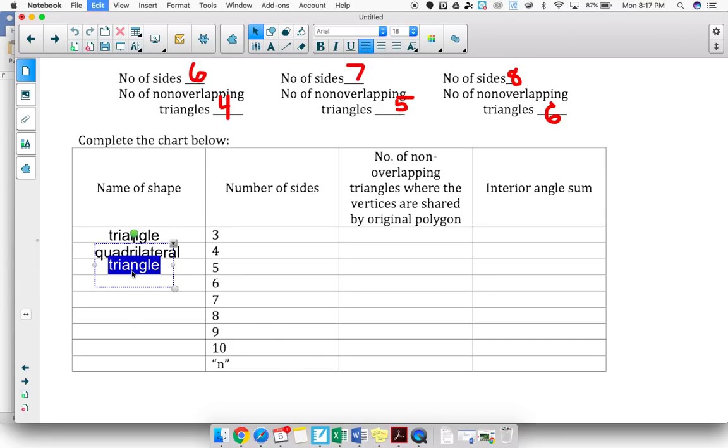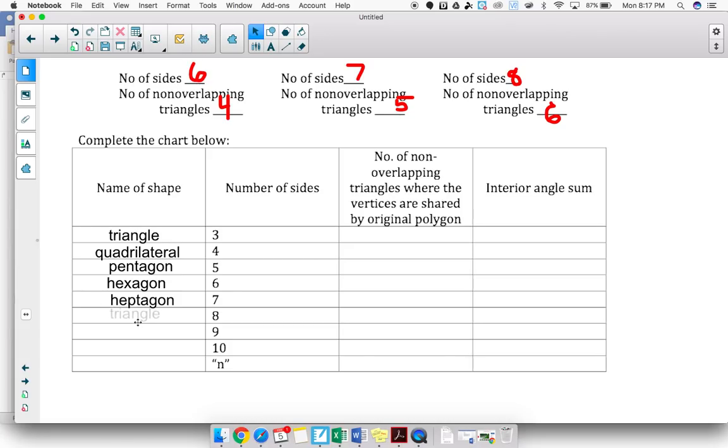5-sided is like the government building, and this is called the pentagon. 6 sides is hexagon. Guys, remember hex, 6, they kind of sound alike. 7 is a little harder to remember. This is called a heptagon.